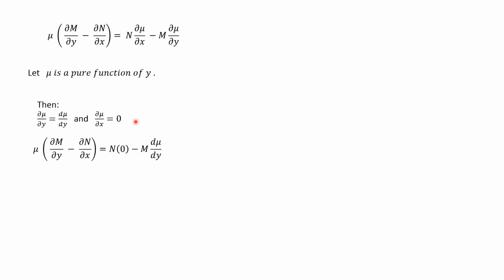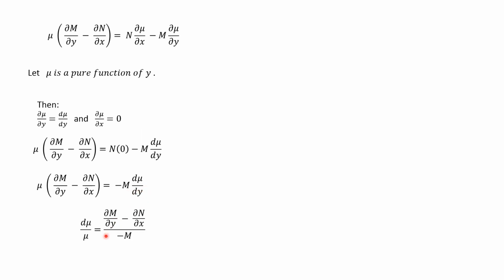So, okay, I'm going to use this again. Mu times the partial of M with respect to y minus the partial of N with respect to x is equal to, I substitute, N times 0 minus M times d mu dy. I use this equation. And this becomes again mu (M_y minus N_x) is the same as negative M d mu dy.